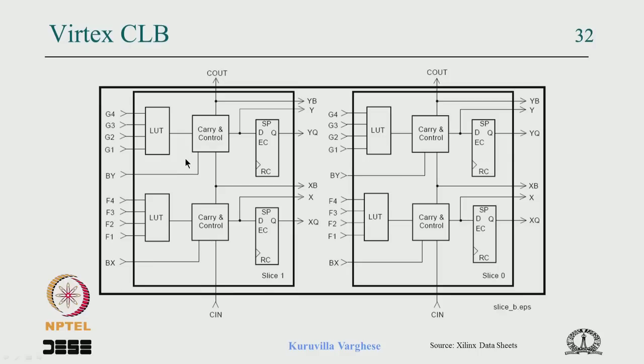Now if you look at one part, there is a 4 input lookup table and there is something called carry and control. We will see what it is, followed by a flip flop. The lookup table is used for combinational circuit implementation, and the flip flop is for registering. So you have, say, a data path with a register, then a combinational circuit and a register, and that is implemented like that. Or you have next state logic with an input, then the present state is fed back through the wire, and the next state is loaded into the present state. Okay, you get my point. So that is what it offers.